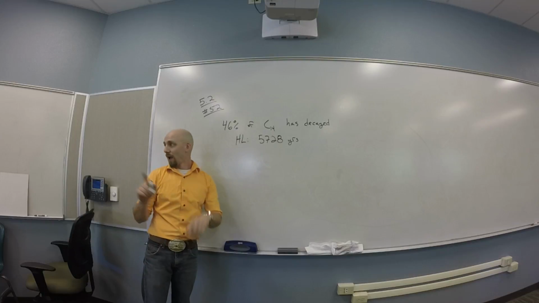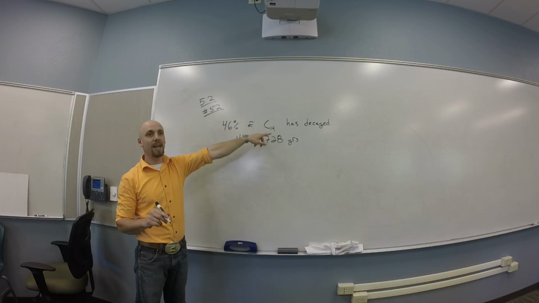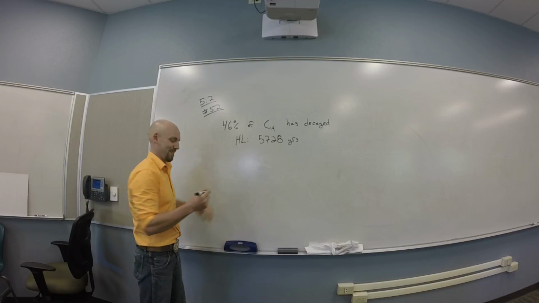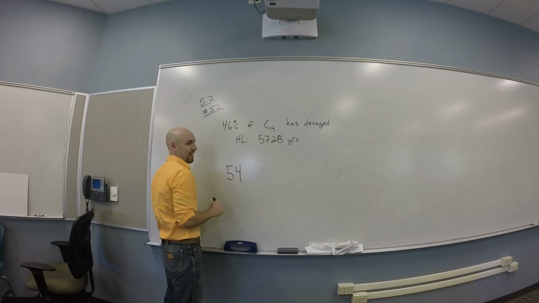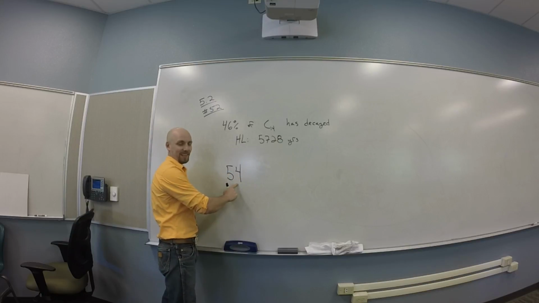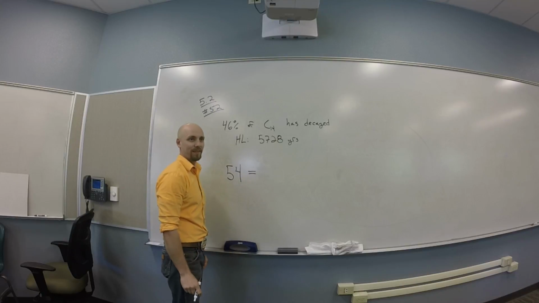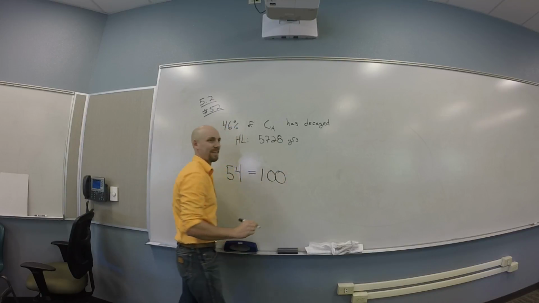0.46 times the year. Okay, 46% has decayed, right? So that means that there's how much left? I was thinking 16. I'm sorry, I meant 54. 0.54 left. Okay, so there's 54% left, right? And how much did he start with? 100%. Well, how do we do that?